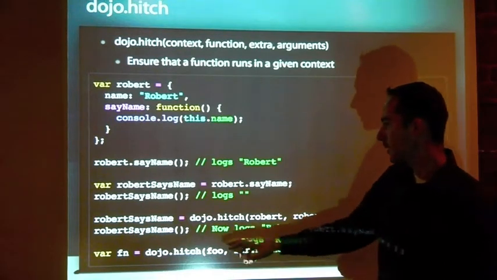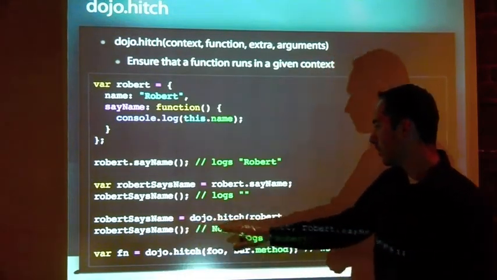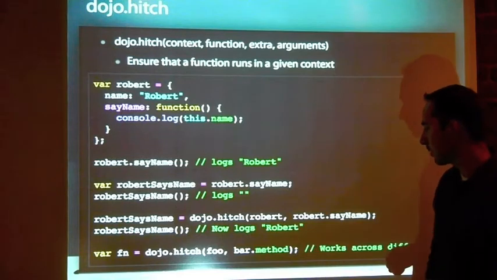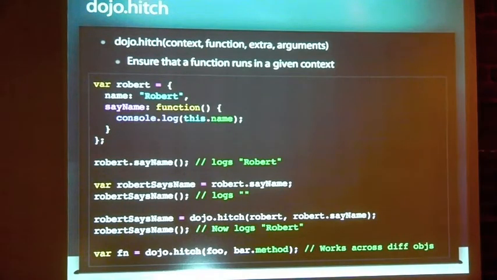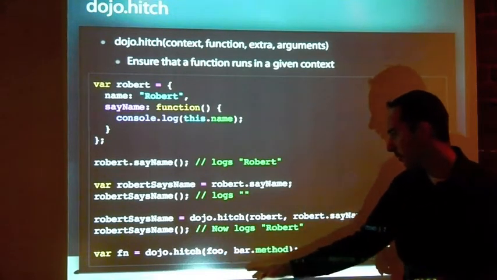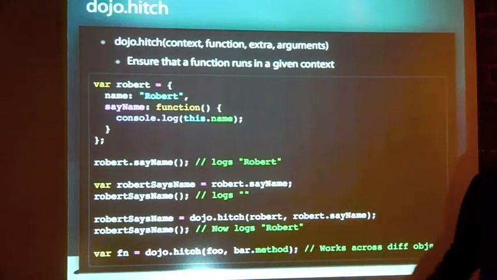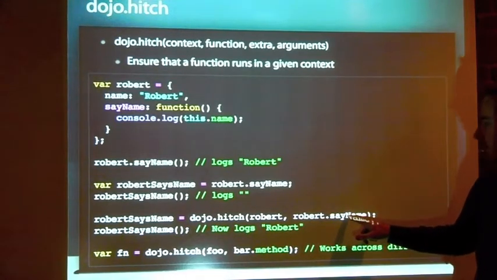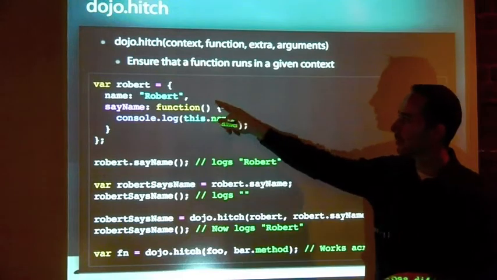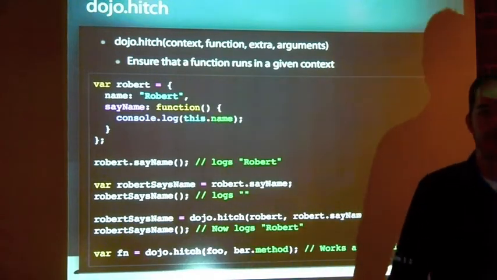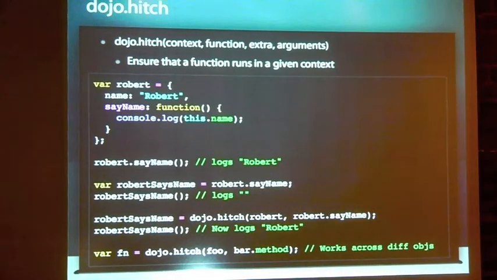So I can hitch it. I can say Robert.sayName equals dojo.hitch in the scope of Robert, call Robert.sayName. Now when I do Robert.sayName, I'm going to get Robert, because Robert.sayName is now being called in the scope of Robert, which is the whole object. So it's like an apply, but it hangs around post the application.